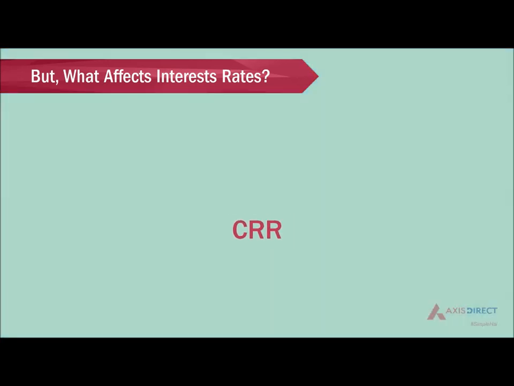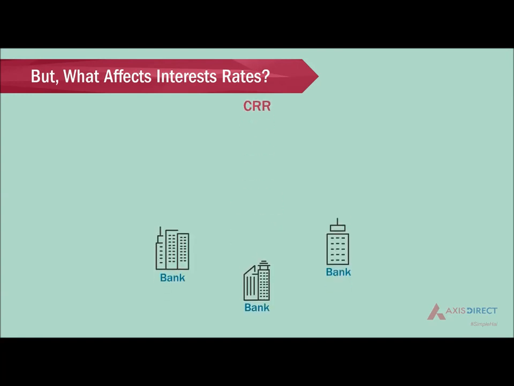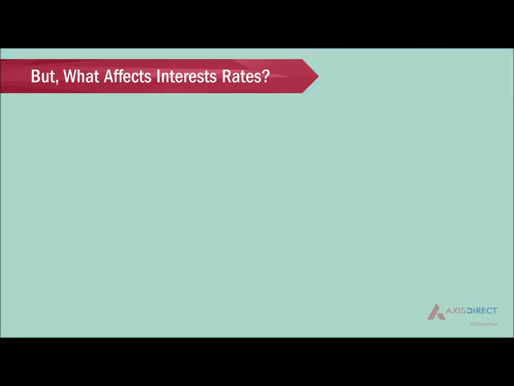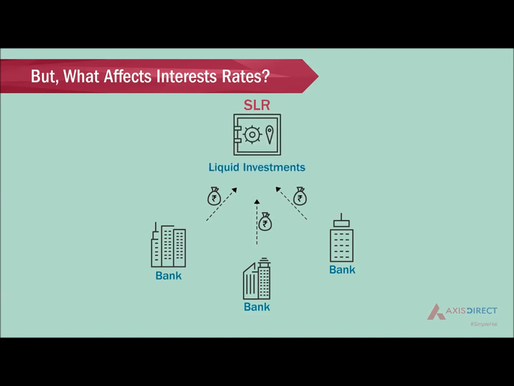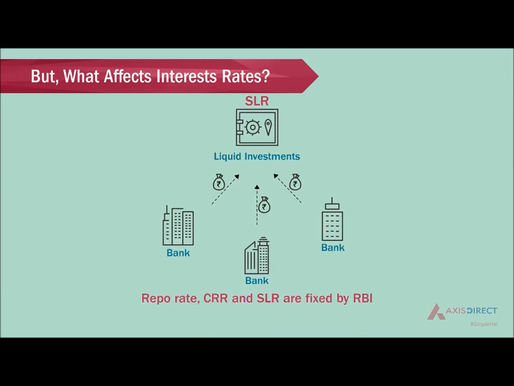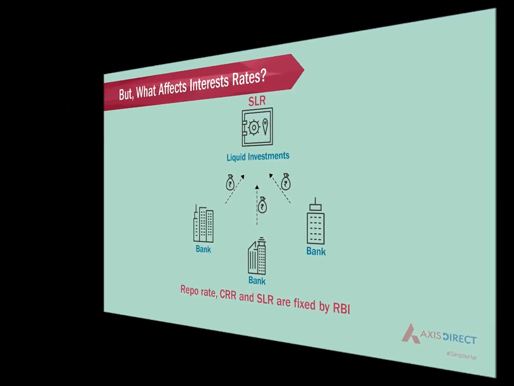A cash reserve ratio, also called CRR, is where all banks are required to deposit some proportion of their deposits with RBI. A statutory liquidity ratio, or SLR, is where all banks are required to hold a certain proportion of their deposits in the form of gold and government securities. Repo rate, CRR, and SLR are fixed by RBI.